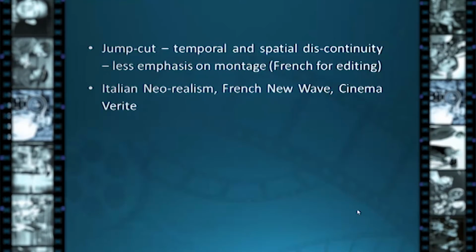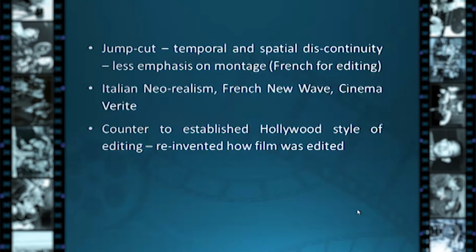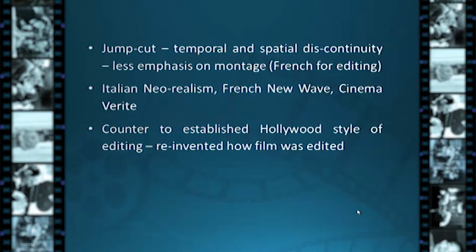A lot of other film movements also developed around the same time that focused less on the American narrative style, and focused more on telling the grim reality, or trying to tell what reality is. So there was Italian neorealism. You also have, of course, the French New Wave and cinema verite. All of these movements countered the established Hollywood style of editing. They reinvented how film was edited. It was completely in opposition to what the Americans were doing.